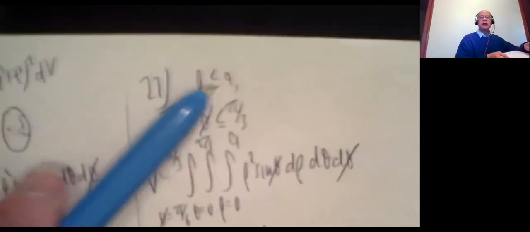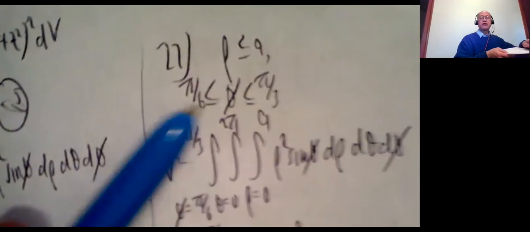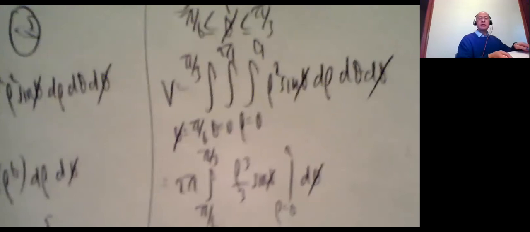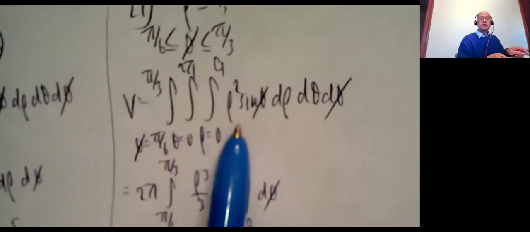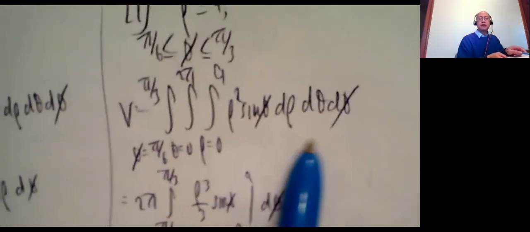So here's the important information. Rho is less than or equal to A, which means you're integrating from 0 to A. Phi's between pi over 6 and pi over 3, they said that. But you are going all the way around a circle on the xy plane. So theta is going from 0 to 2 pi. And it does say volume. So volume automatically is rho squared sine phi, d rho, d theta, d phi.